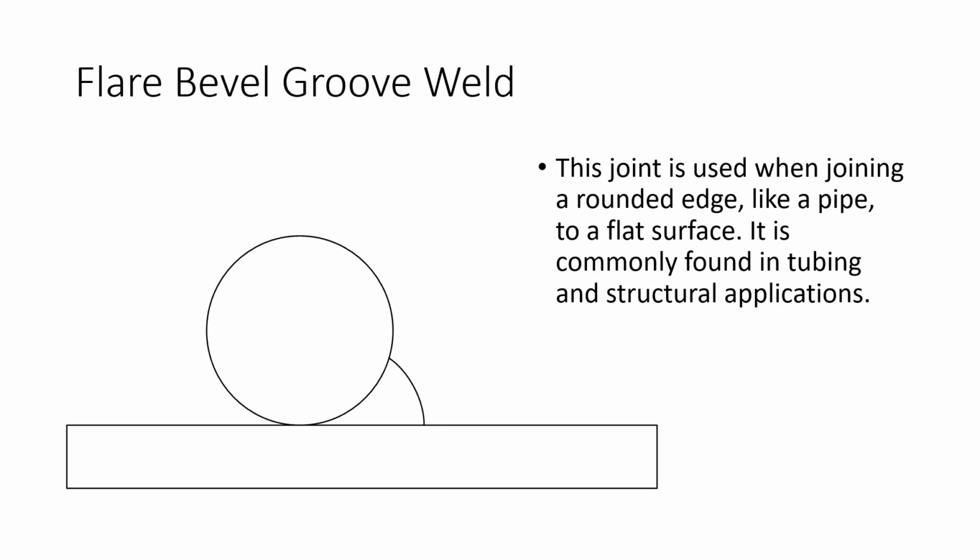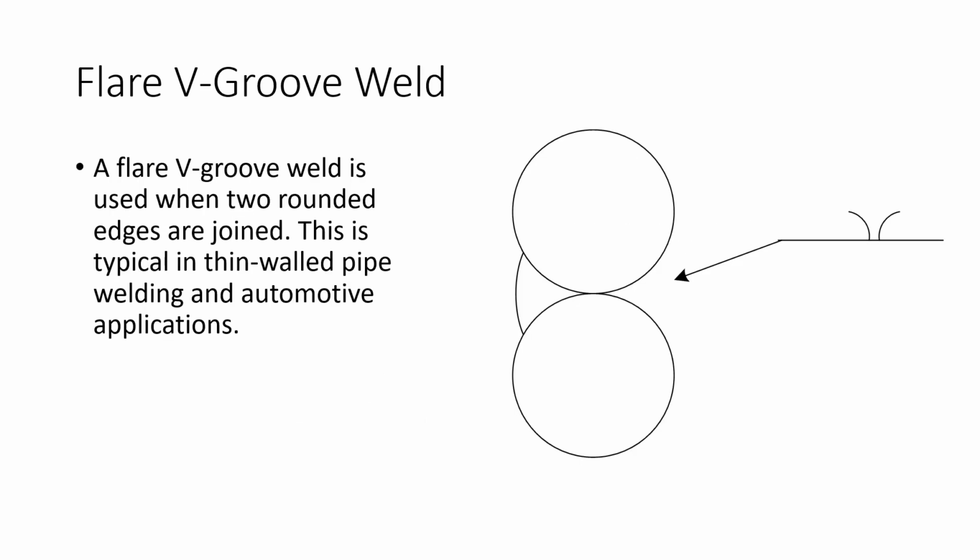This is a flare bevel groove weld. This is when we join a rounded edge, like a pipe or a bar, to a flat surface. Tubing, structural applications like that. If you welded a round piece of tubing to a piece of flat bar, this would be a flare bevel groove weld.